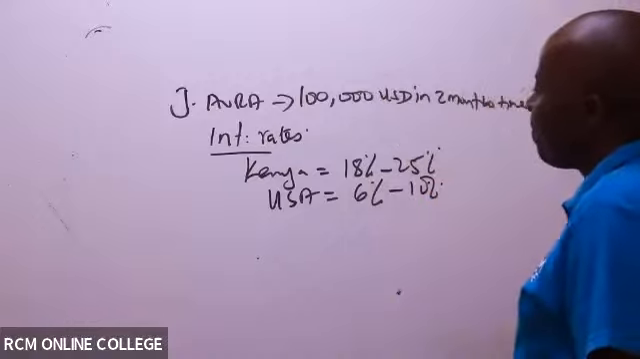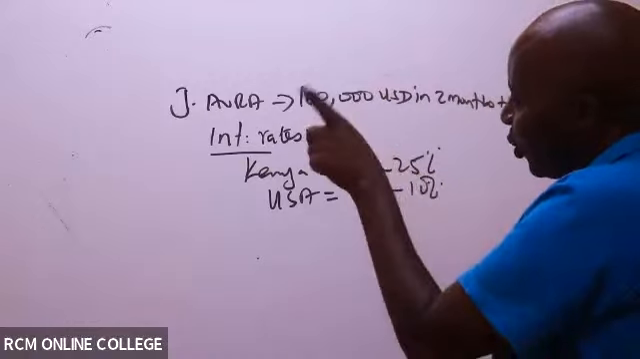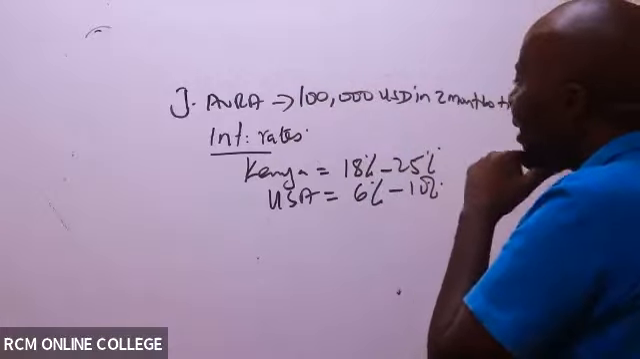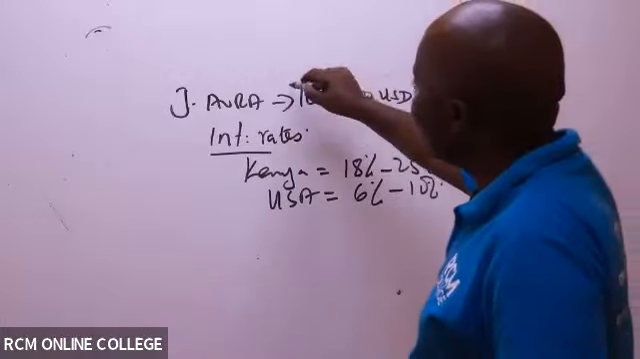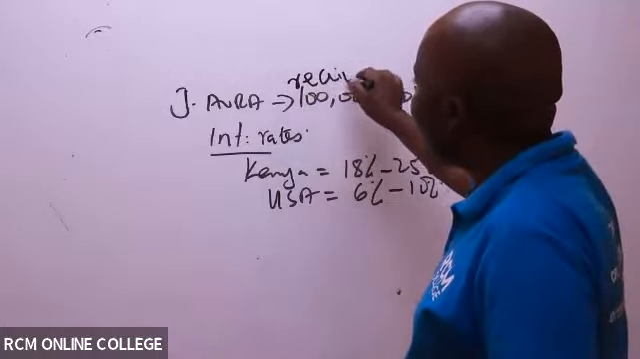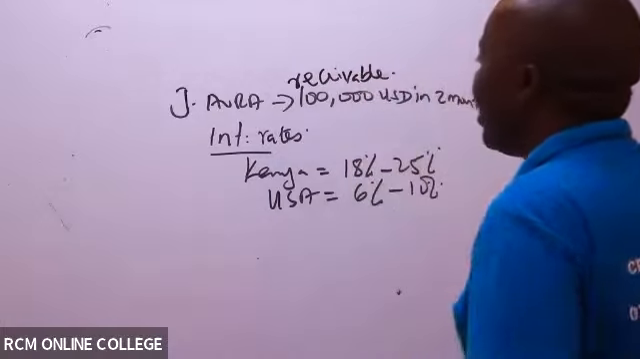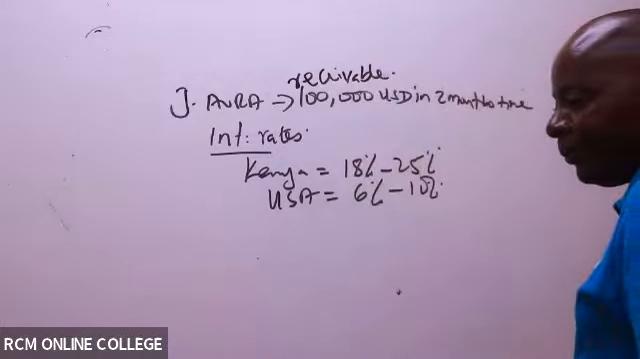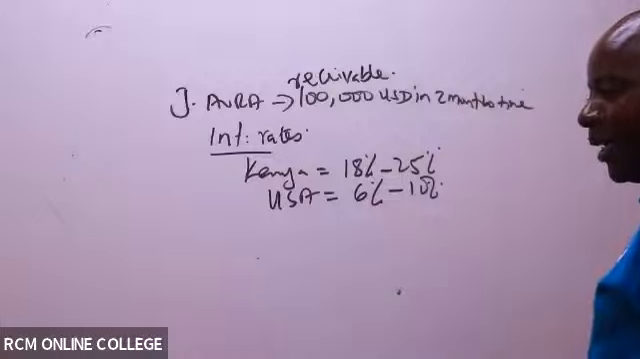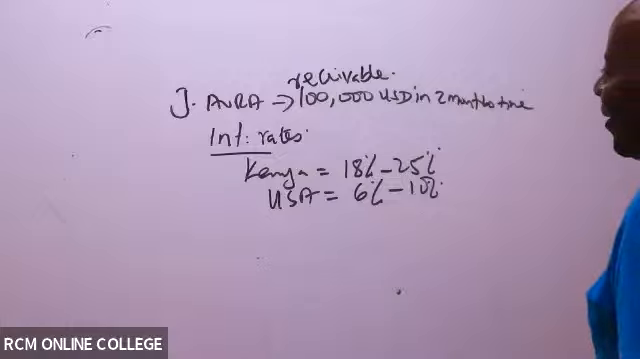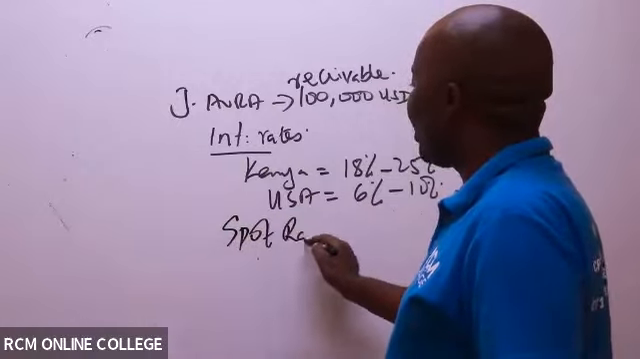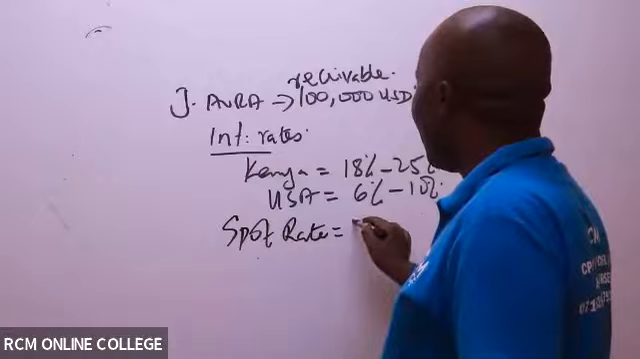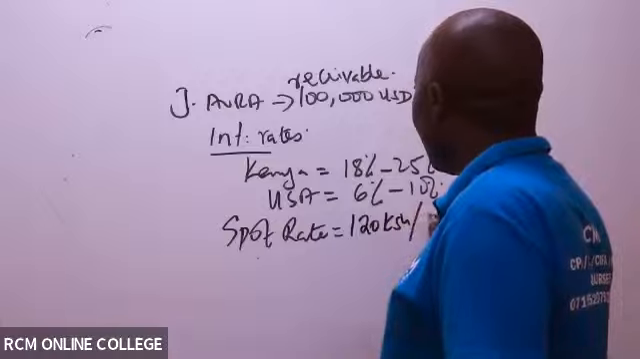I don't want you to write this somewhere because I'm going to finish that question. So remember, CIFE expects to receive. So this is a receivable. Don't forget that. It's a receivable. Then they have given us a spot rate: 120 Kenya shillings to the dollar.